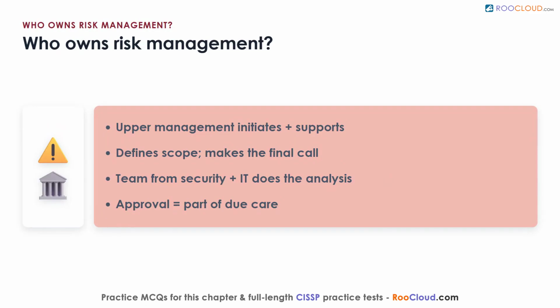Who actually owns risk management? Upper management does. They initiate and support the effort by defining its scope and purpose, and they make the final call on which responses get implemented. The heavy lifting, the analysis and response modeling, is usually delegated to a team from the security and information technology departments who submit a proposal. But every result and decision must be understood and approved at the top. That approval is a core part of demonstrating due care. Leadership cannot outsource ownership of risk.